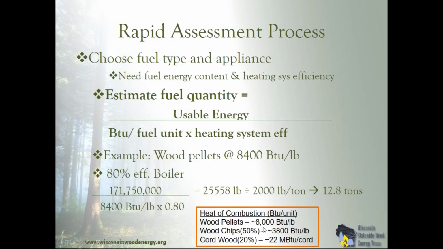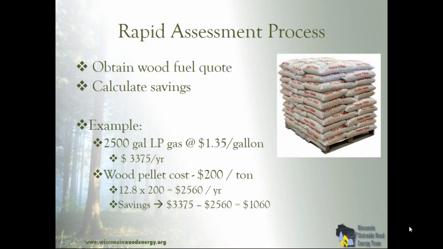If you're buying something like wood pellets, it should have it on the label as to what the efficiency of that is. So then the next step, we want to know the cost difference. So the next step is to obtain a quote for my fuel wood and calculate the savings. So here I've got my propane at $1.30, or 2,500 gallons at $1.35, and that was the average price so far this winter, for residential anyway. It's $3,375.